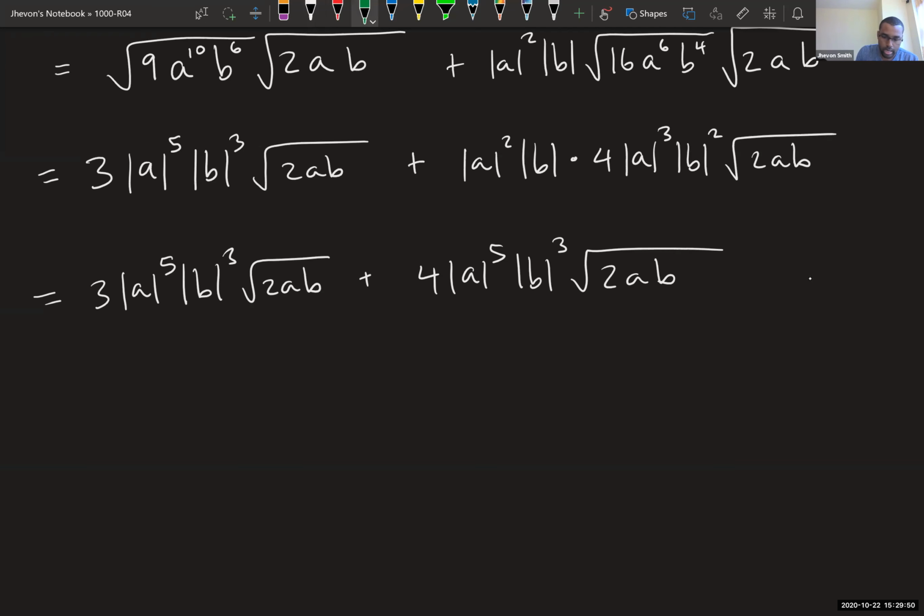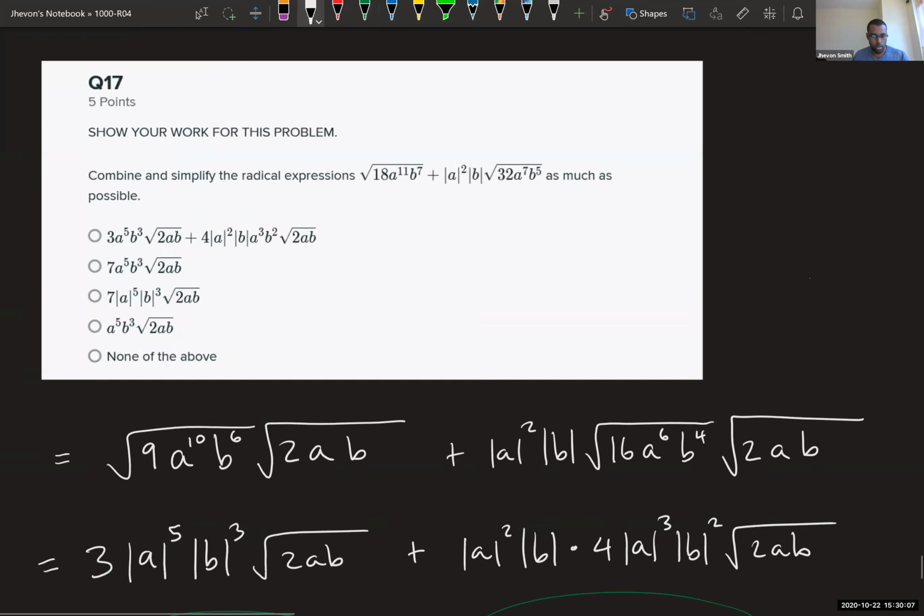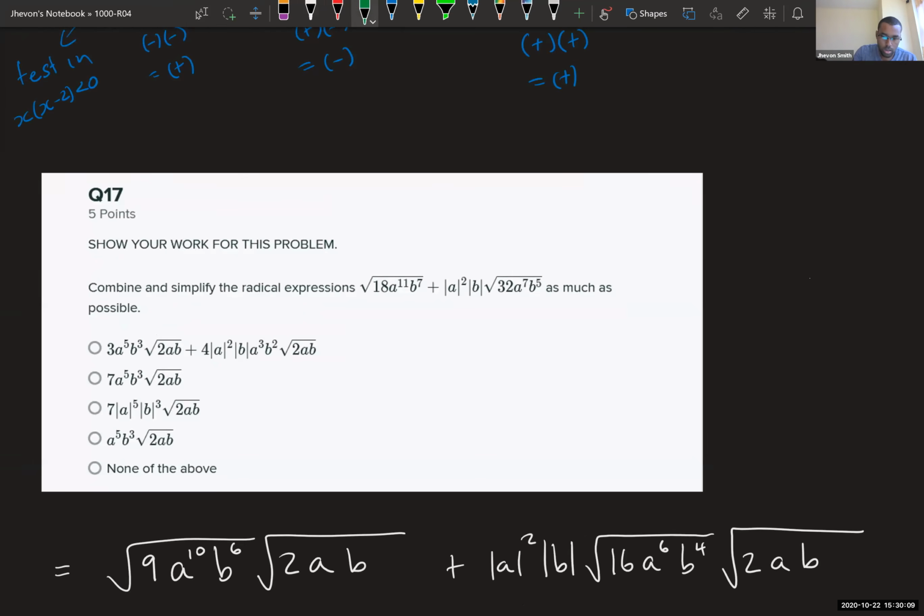Now I notice that these guys are the same. So it's like I have 3 apples plus 4 apples. That's 7 apples. So I have the third option here.